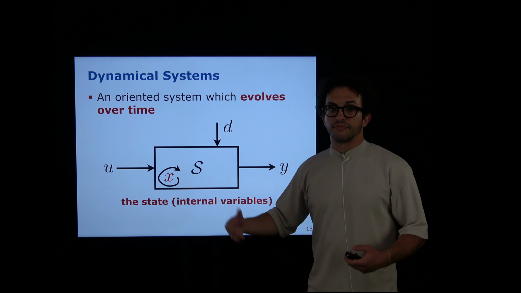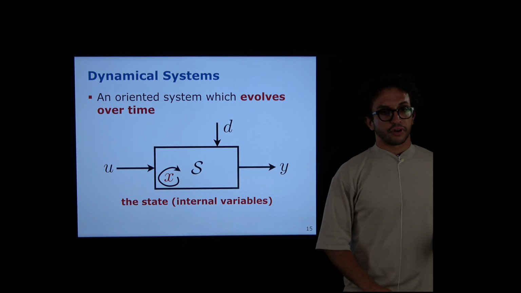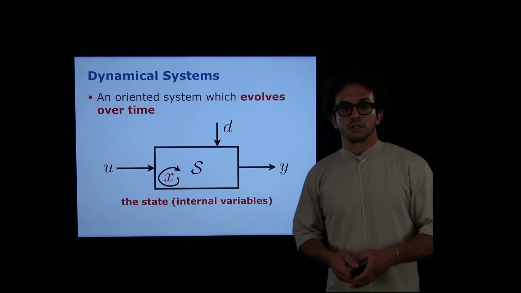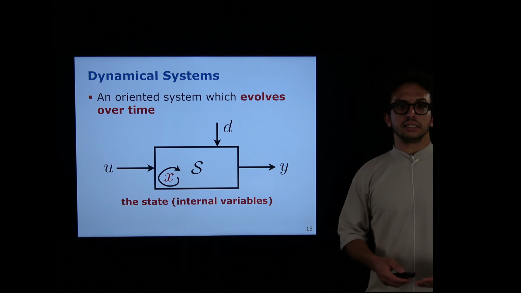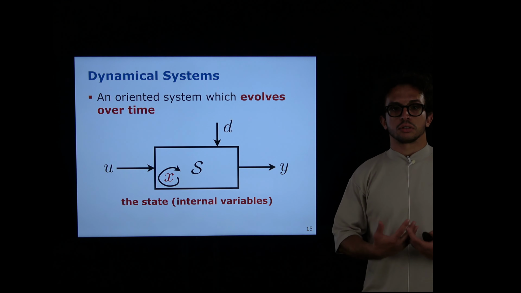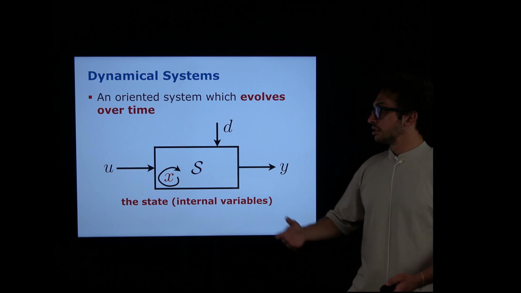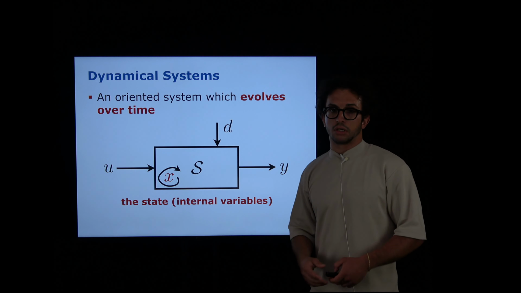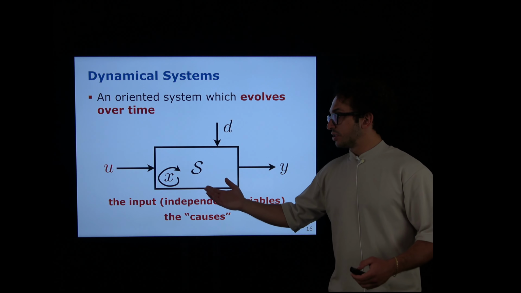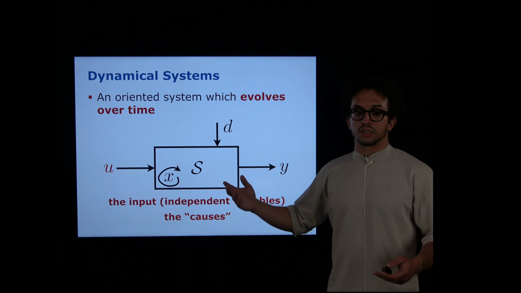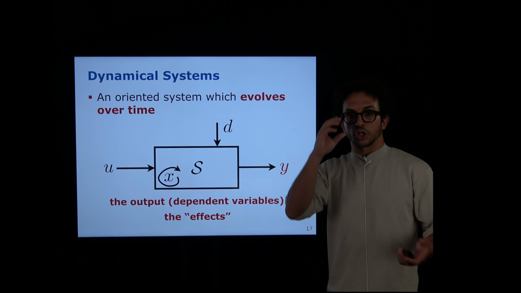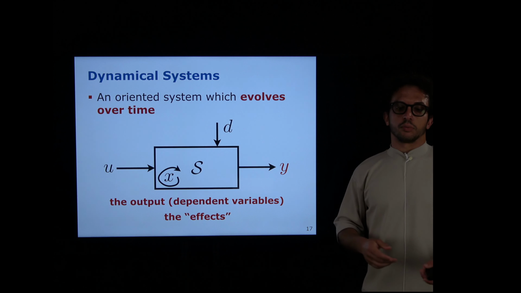Then we have other variables. One is the state. It's a very important variable, also called internal variables. Basically it is a set of physical quantities, the specification of which completely determines the evolution of the system and the inner state of the system. This is the state, usually indicated by x. Then we have, as already specified, the input, which are these causes and are also called independent variables, and the output, which are the effects, also called dependent variables.